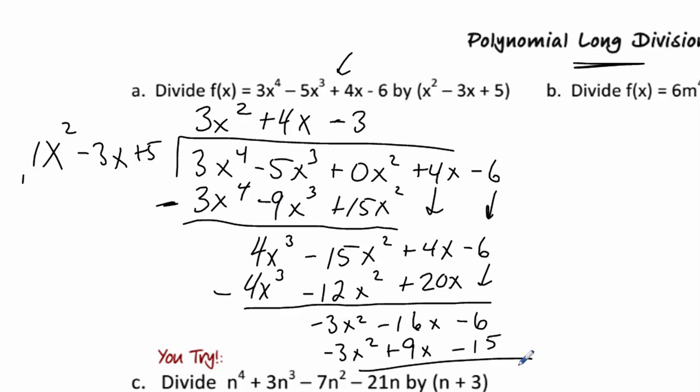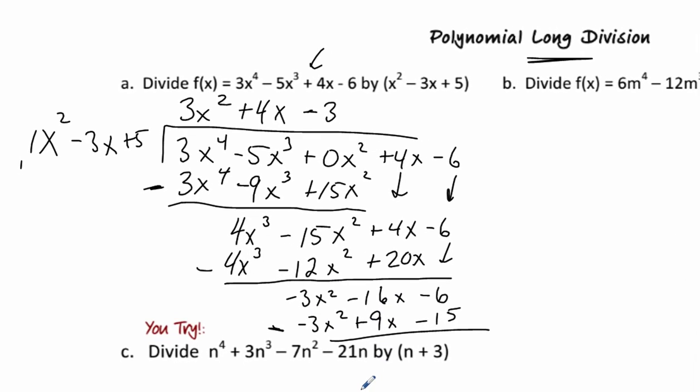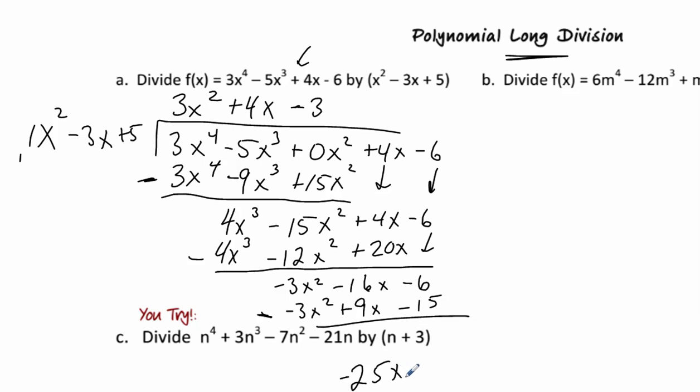So now let's finish that out. These get canceled because I'm subtracting. Negative 16 minus 9 is negative 25x. And then negative 6 minus negative 15 is actually negative 6 plus 15, right? So that's positive 9. So here's what our answer is going to look like. This is what it goes into, but this is our remainder.